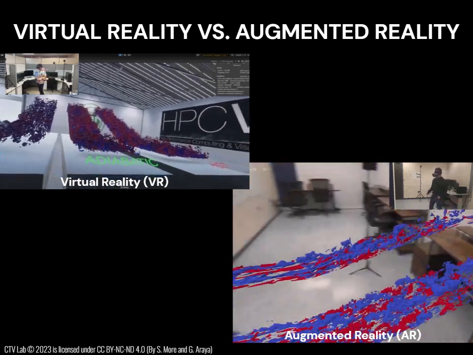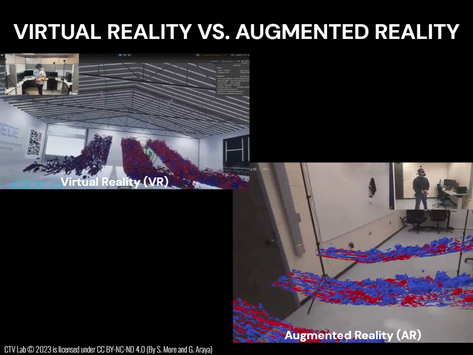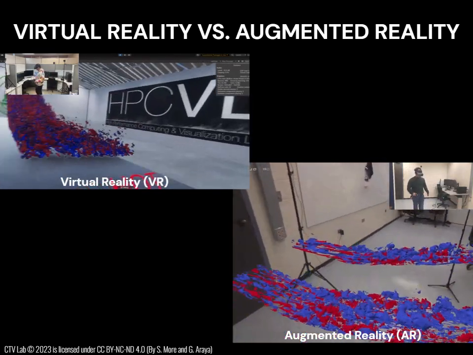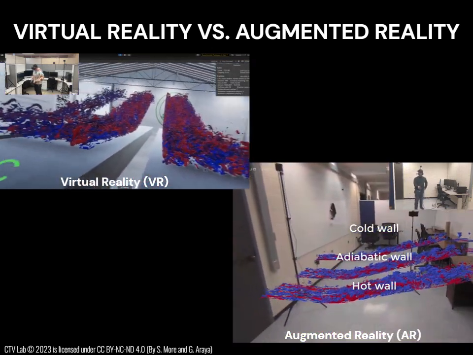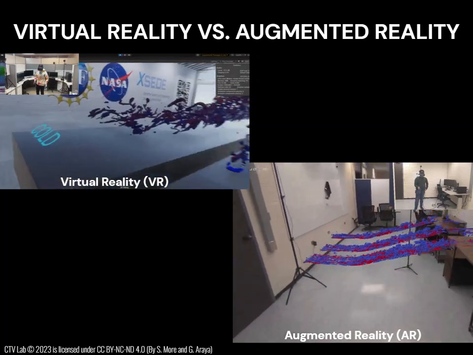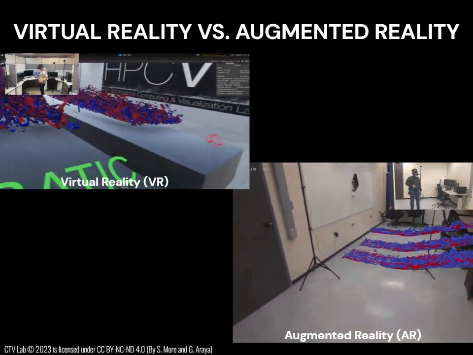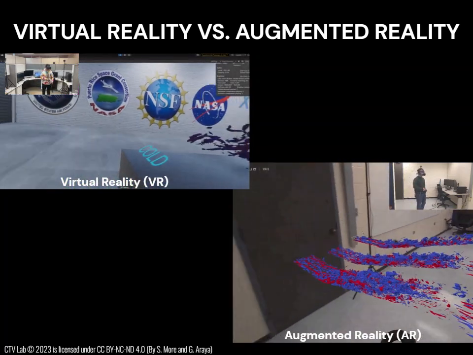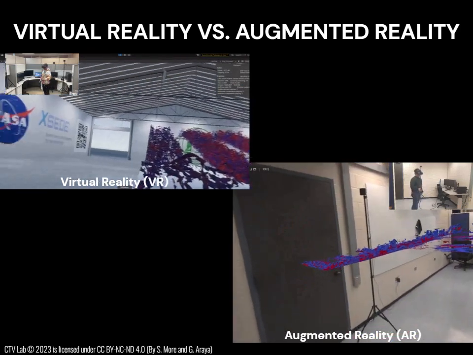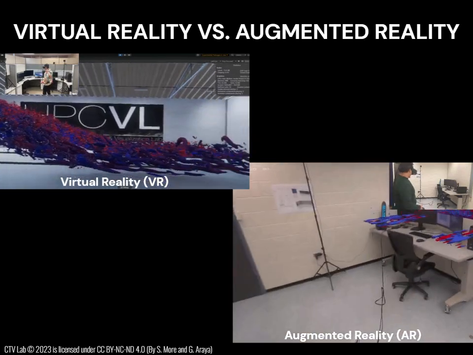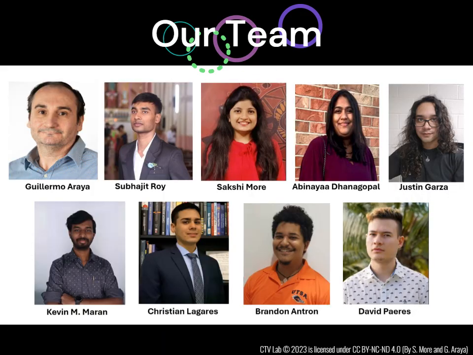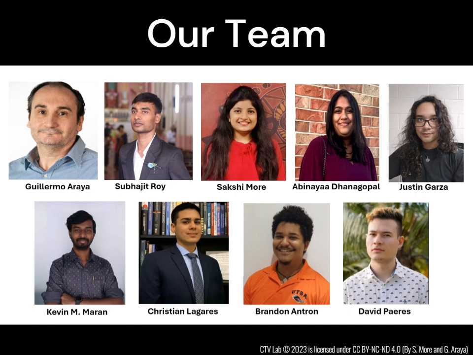VR creates a fully digital environment to explore, while AR overlays digital information onto the real world, helping us understand invisible phenomena like airflow. On the left, a user explores supersonic airflow over curved surfaces using virtual reality. On the right, the same simulation appears in augmented reality, with digital flow patterns layered onto the real world. And that's what our lab is all about, turning invisible physics into insights that shape the future of flight.